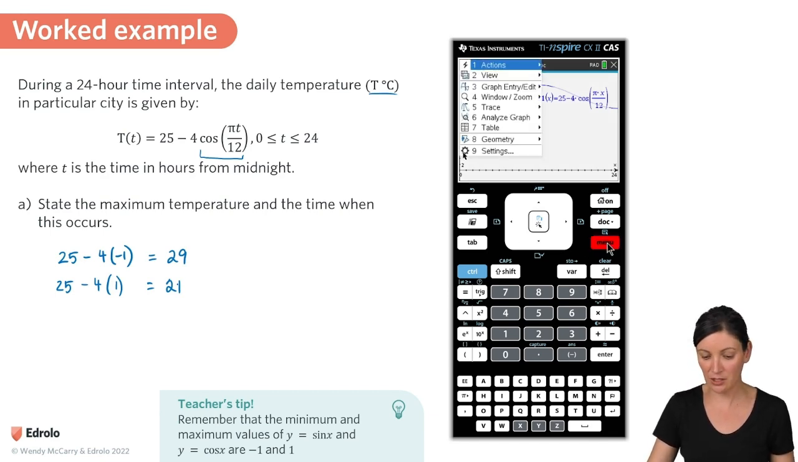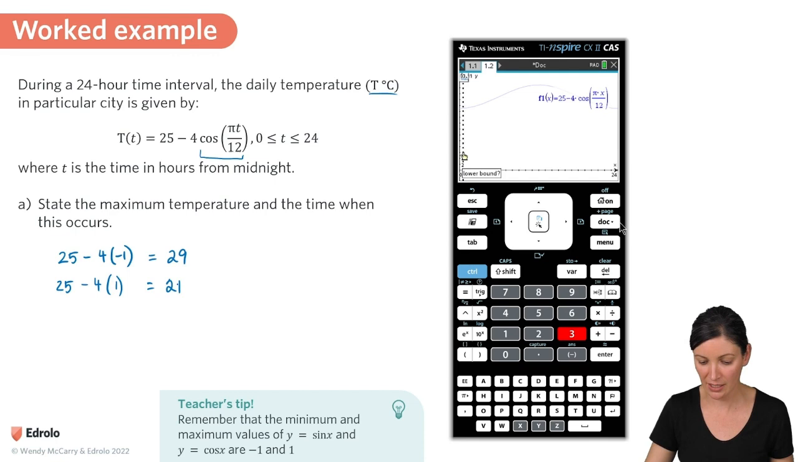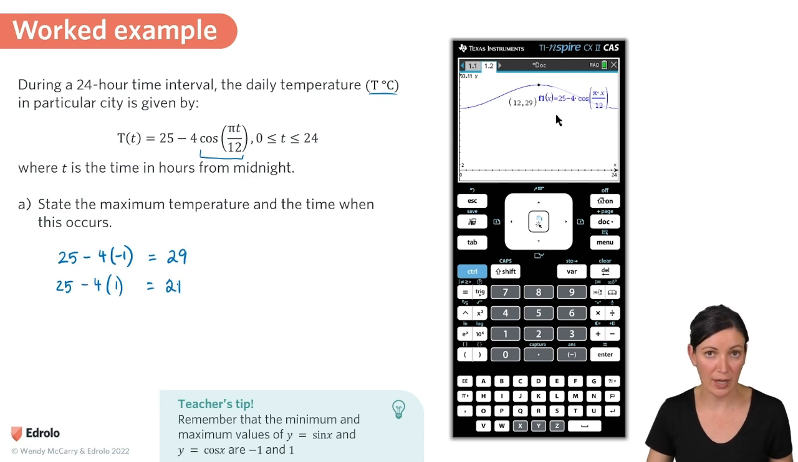So I can go into my menu and I can do number 6, Analyze Graph, and then I can find my maximum, which is number 3. Okay, so I can see where the maximum is, so I'll set my lower and upper bound, and I can see here that I have a maximum at the point (12, 29).